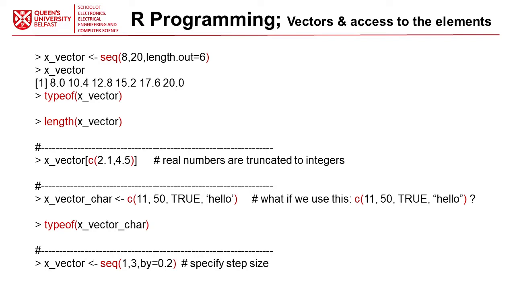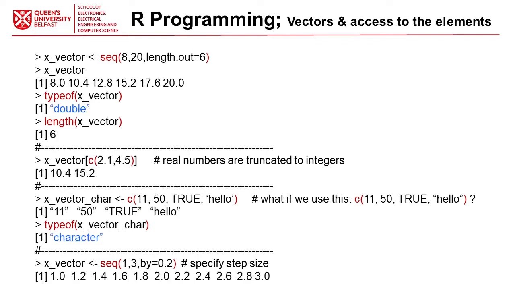What about real numbers? What would happen when we run this line: x_vector[c(2.1, 4.5)]? What about this one? Well, I have the answer here. Real numbers are truncated to integers. It means, because this is the index for accessing the vector, it's just considered 2 and 4.